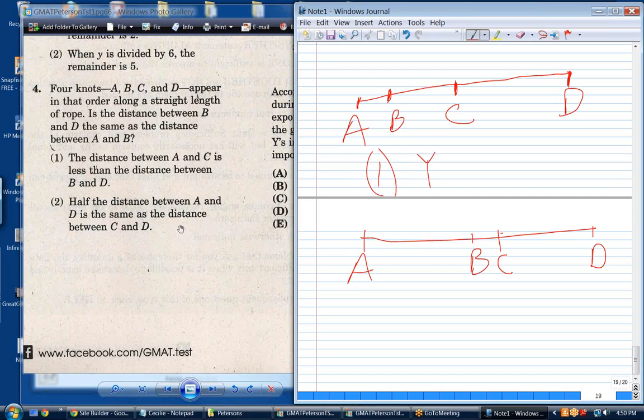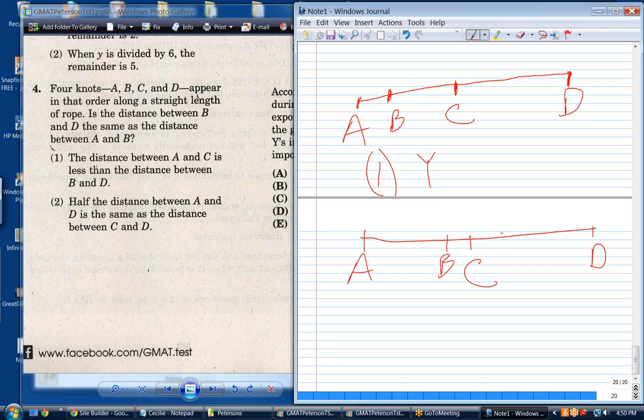Okay. 2, half the distance between A and D is the same as the distance between C and D. So what that tells me is that C must be right in between, which means I'd have to move B out of the way. B can't be there. So C has to be there. Half the distance between A and D is the same as C to D. Yeah, C bisects A and D, and it forces B to be over there.